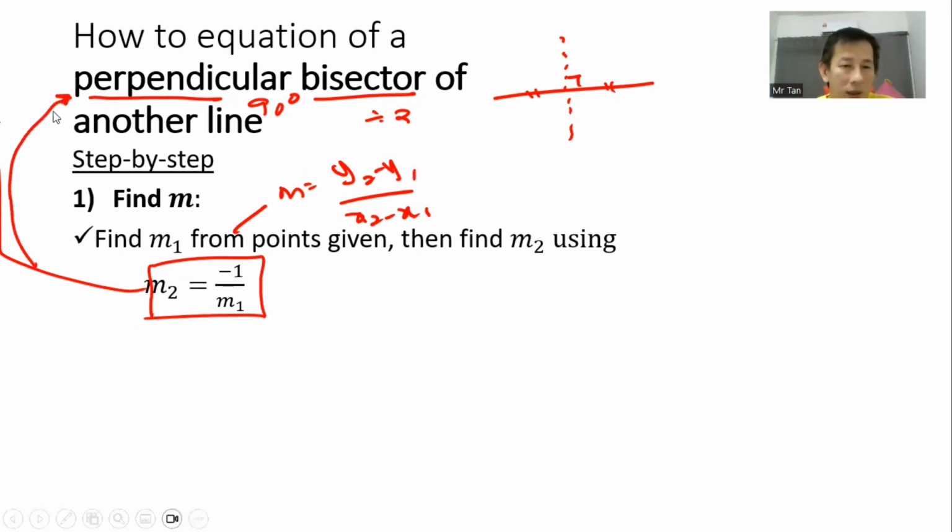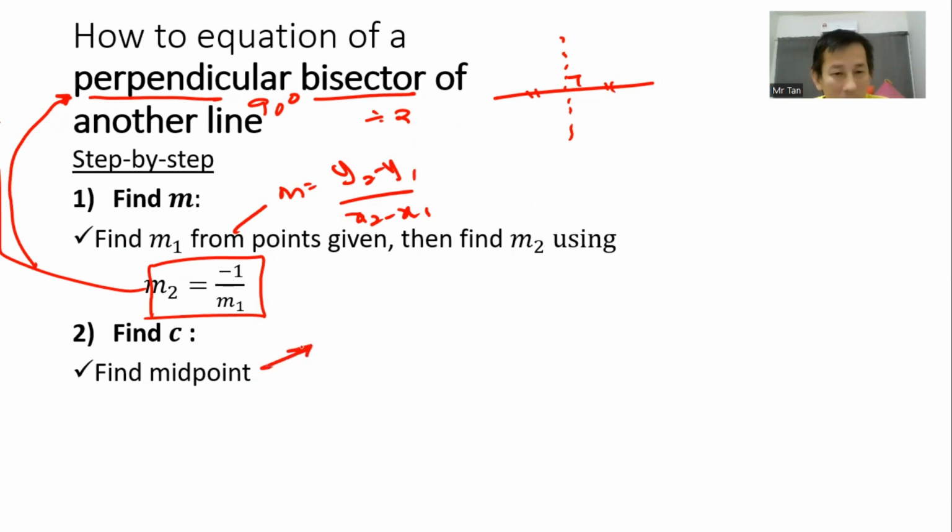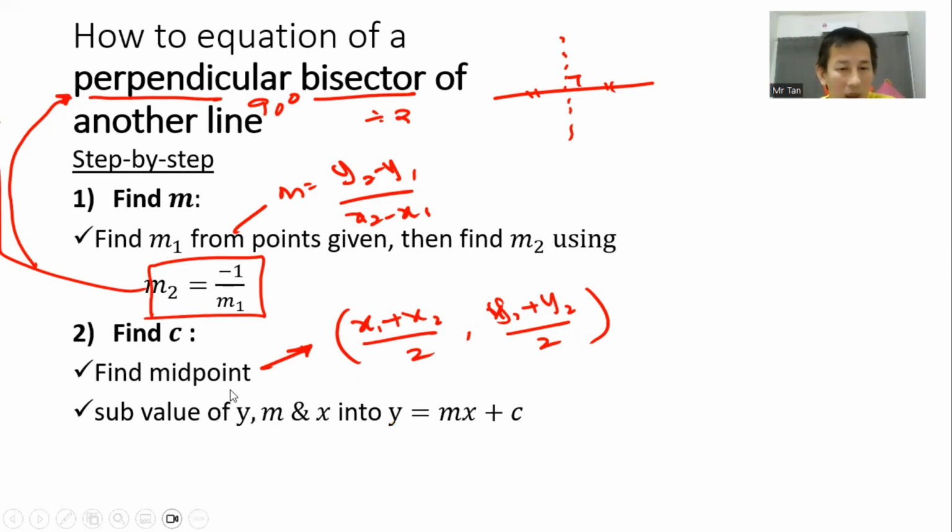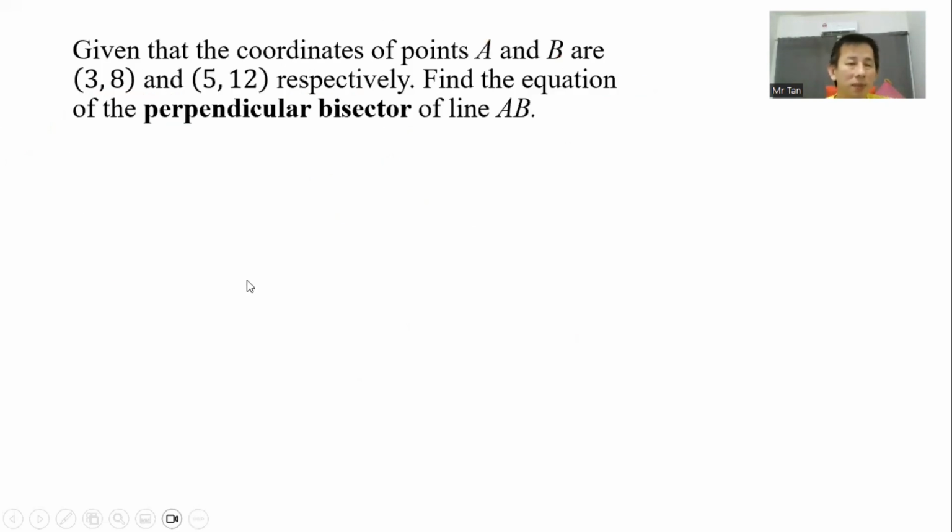And to find the c, you need the midpoint. As I said, bisector means split into half, therefore you need the midpoint. The formula for the midpoint is (x1 plus x2) over 2 and (y1 plus y2) over 2. You add the points and divide by 2, and just use that point to find the c. Let's try some questions.